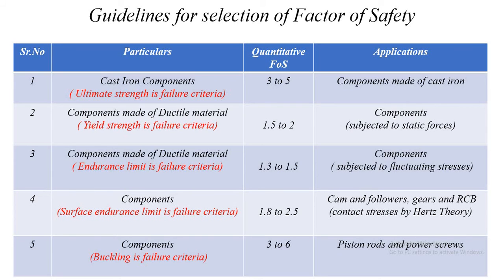If the components like cams and followers, gears and rolling contact bearing, in such components the design stresses are calculated by contact stresses using Hertz theory, and where surface endurance limit is the failure criteria, a factor of safety of 1.8 to 2.5 is expected to be considered. Components such as piston rods and power screws, where buckling is the failure criteria and buckling depends upon yield strength, hence in such cases a factor of safety of 3 to 6 should be considered.